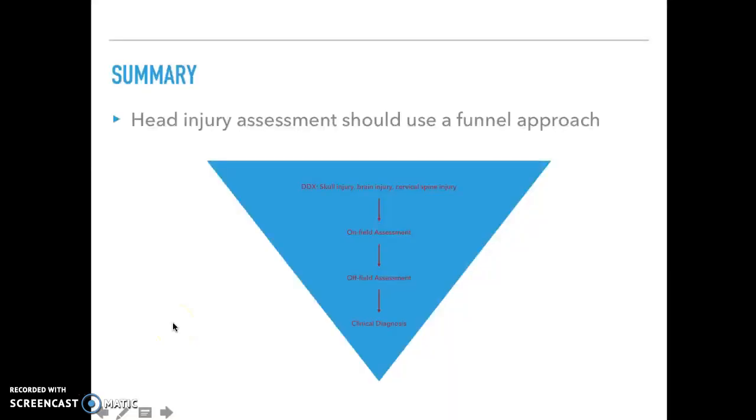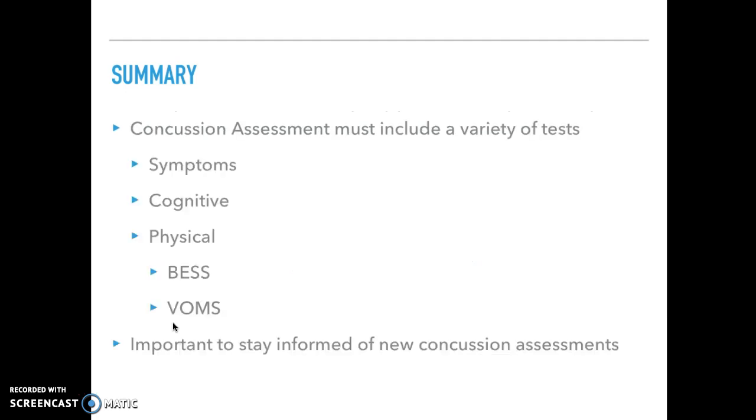Okay. All right, so our head injury assessment should use a funnel approach. In our differential diagnosis, you have to keep the skull injury and the cervical spine injury in mind in addition to the brain injury. We're going to do an on-field assessment and an off-the-field assessment to begin ruling those out, and then come up with a clinical diagnosis. So always think about skull injury and cervical spine injury, and rule them out before you assume that it's, quote, just a concussion.